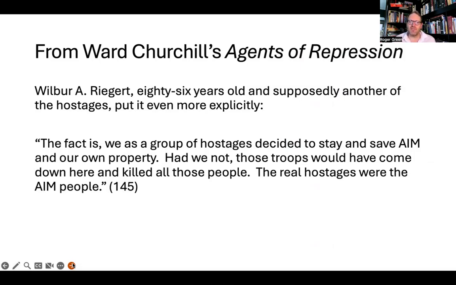So you have non-Native people, white folks or Euro-Christian folks, hanging out because they are afraid that if they leave, due to the racism against Native peoples, the U.S. government is just going to come in and massacre them. So the real hostages, says this non-Native person, were the AIM people.